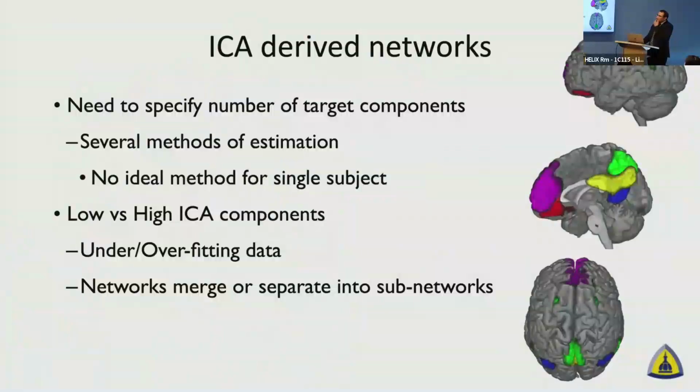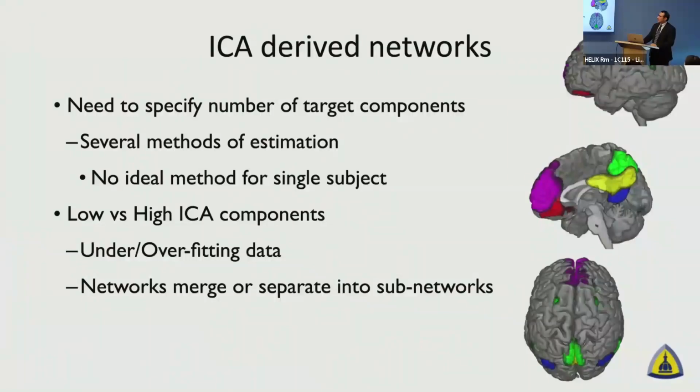At Hopkins, we end up doing more ICA-derived analyses, again because of my bias towards the pros and cons of seed versus ICA. And to me, this is actually quicker to do. I don't have a very good automated system for it yet, and that's why I needed to minimize the time I'm spending on the analyses. And as I mentioned before, you have to specify how many target components you want.